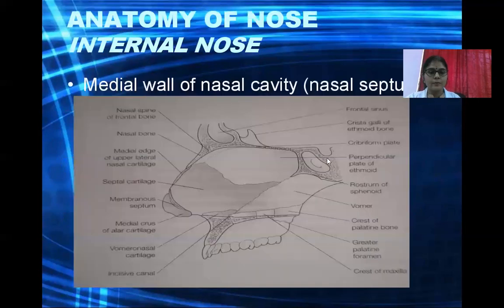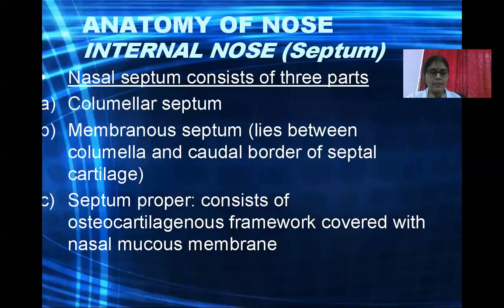Coming to the important part of the nasal cavity, the nasal septum, which is the medial wall of the nasal cavity. Your nasal cavity is divided into two halves by the nasal septum. The nasal septum has three parts: the columellar septum, the membranous septum, which lies between the columella and the caudal border of the septal cartilage, and the septum proper. The septum proper consists of an osteocartilaginous framework covered with nasal mucous membrane.